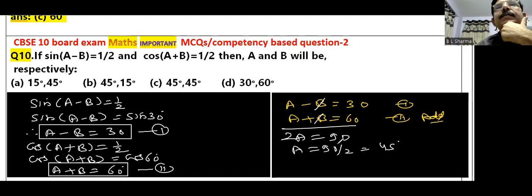And we know that A plus B is 60 degrees, A is 45, so B will be 15 degrees. Therefore B is 15 degrees. Put the value here: 45 plus B is 60, so B will be 15 degrees. So A is 45 degrees and B is 15, and therefore B is the correct option. Many times such questions have come in exams, in board exams.